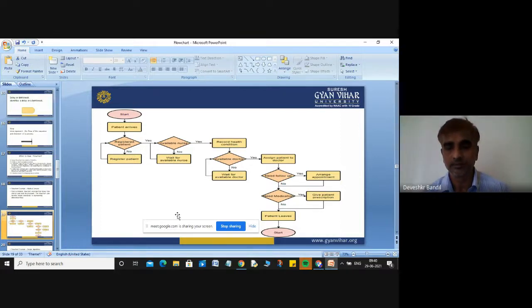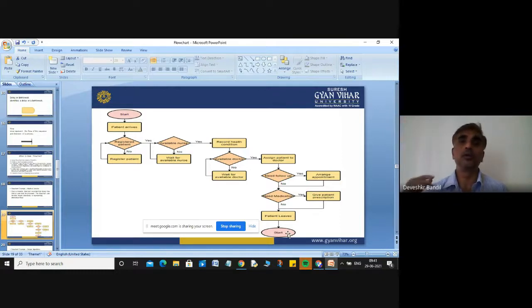Okay, and here, not a start, here you will write the end. End is the last terminator, the last symbol. Through this end, you can identify that your flowchart has been designed. So this is the process. This is the flowchart of a medical service in real life.